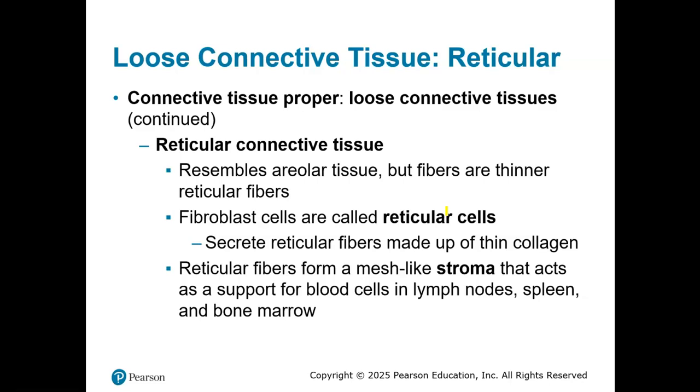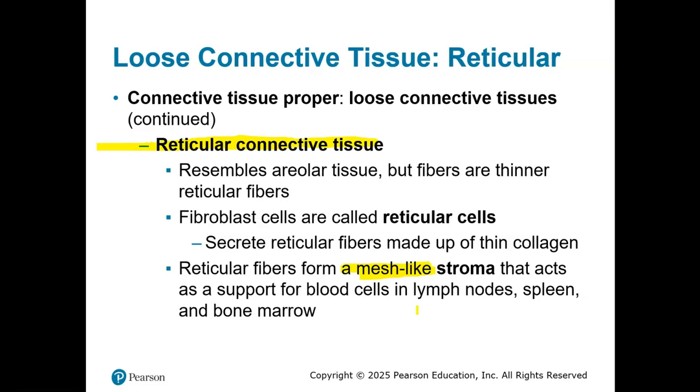The last type of loose connective tissue is reticular. Reticular connective tissue is a loose connective tissue, and it resembles areolar but has a lot of reticular fibers, and they're a lot thinner and they branch like I showed you. They form a mesh-like stroma. It means that the tissue is mesh-like. It's mushy.